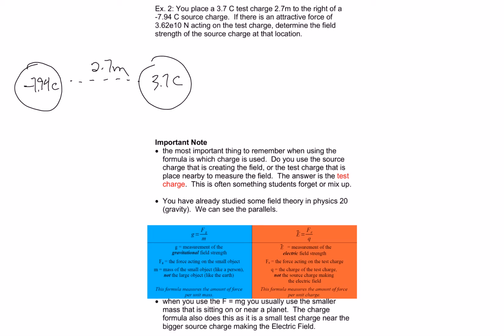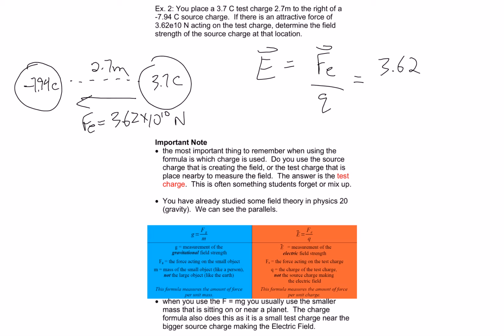And it says there's an attractive force, right? One's positive, one's negative, so we know this one's going to get attracted towards it with a force of 3.62 times 10 to the 10. So the question is, what is our electric field strength? Pretty easy question, just plug in Fe over Q, so we'd have 3.62 times 10 to the 10. And for our Q, we have to use the charge that's in the electric field, not what's producing it. So in this case, we would put in the 3.7 coulombs for our answer.